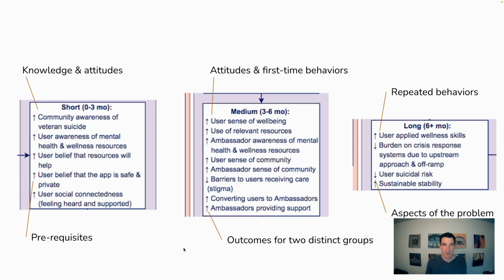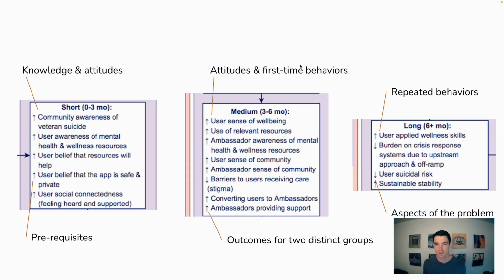In their shorter term outcomes, here are some of the things they named: increased awareness of suicide, awareness of mental health and wellness resources, belief that those resources will help, belief that the app is safe. So in their short-term outcomes, they're focusing more on changes in knowledge and attitudes. You can also read some of these things as prerequisites for longer-term changes. If we want them to actually continue using the app, they need to believe that this thing is safe, that it is private, that it will help. So those are our short-term outcomes in this example.